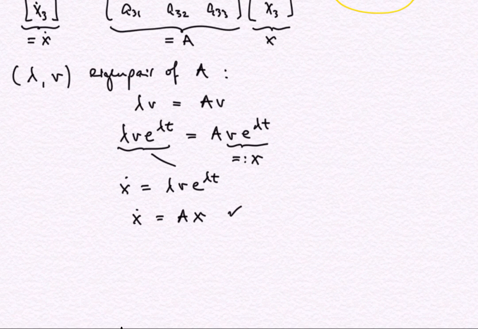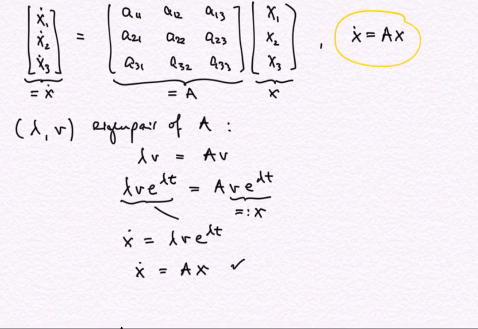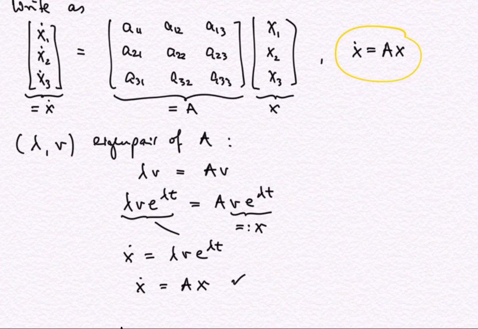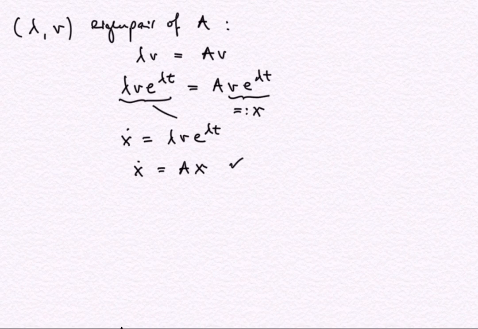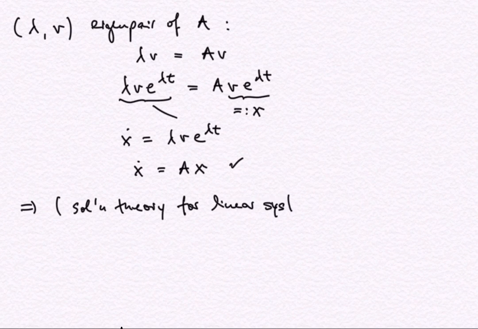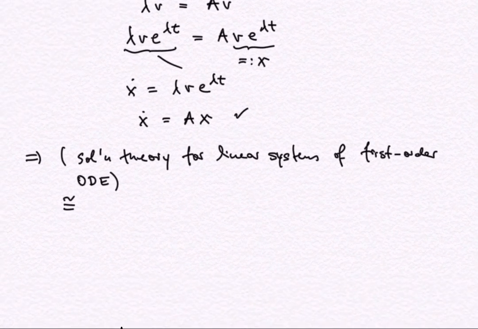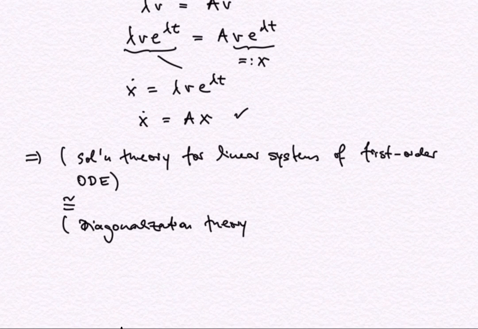Yeah. So, very simple. The solutions for this group of systems of differential equations is given by the eigenvalues and eigenvectors of the coefficient matrix. And therefore, the solution theory for linear systems of ordinary differential equations, of first order, I should say, here is, in a sense, the same as the diagonalization theory for matrices, for square matrices, that is.